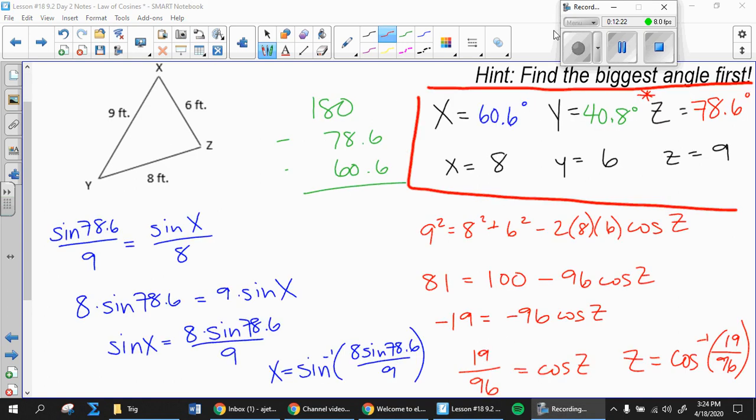Here's the answer you should have gotten. Notice in the red, I found angle Z first, my biggest angle, by using law of cosines. Then in the blue, I switched to the law of sines to find X. And once I knew angle Z and angle X, I could simply subtract from 180 to get angle Y. If you found angle Y by using law of sines and then subtracted to get angle X, it's possible you could be one decimal place off. That is okay. It just depends on if you find X using law of sines or Y using law of sines. All right, go ahead and do practice number 18.